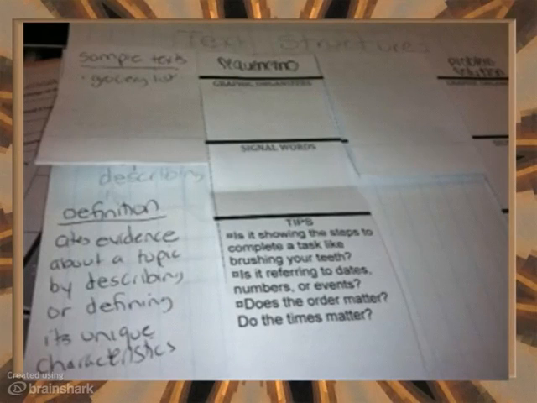So if you can see in the first slide, you can see that I wrote down some things, definitions and sample text. And then on the second part of it, you can see it says graphic organizers, signal words, and tips. And that's how you're going to be taking your notes.